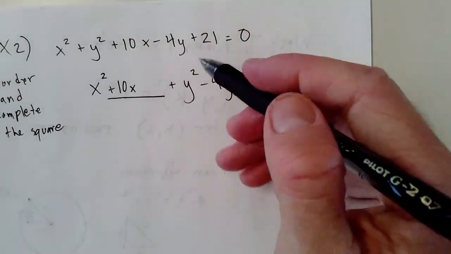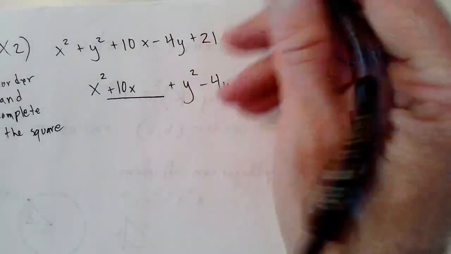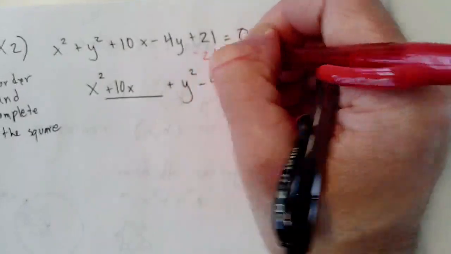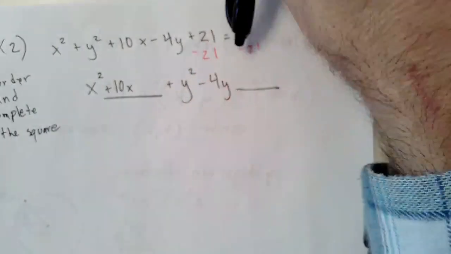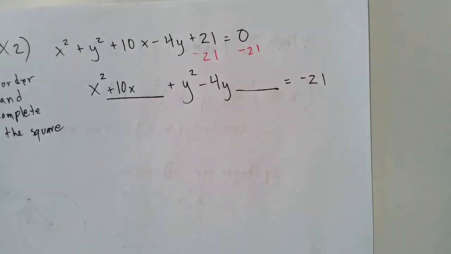And then you're going to take that 21 and you're going to move it over to the other side. So I'm going to subtract that 21 from both sides and put it over on the right. So the numbers are all on the right. Now I've got negative 21 on the right.